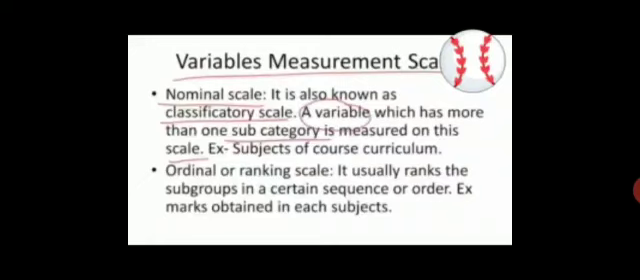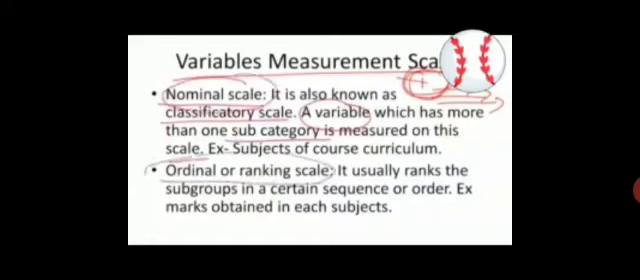It measures on this scale. For example, subjects of course curriculum. If we want to measure the subjects of a course curriculum, there is one course curriculum which has different subjects in it, subject 1, subject 2, subject 3. So we want to measure the subjects of the course curriculum. We would use the nominal scale.